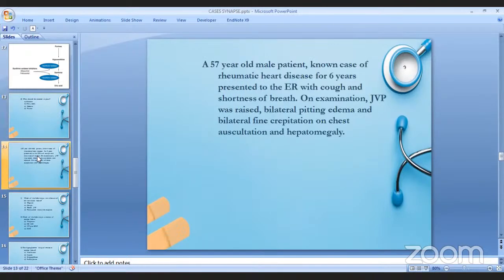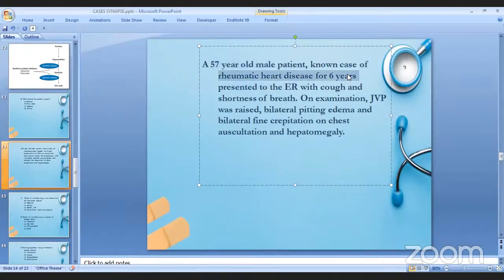Okay, now let's talk about another case. This case is of a 57-year-old male patient, a known case of rheumatic heart disease for 6 years, who presented to the ER with cough and shortness of breath.